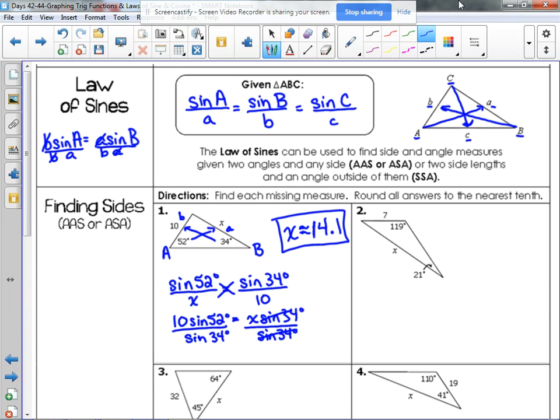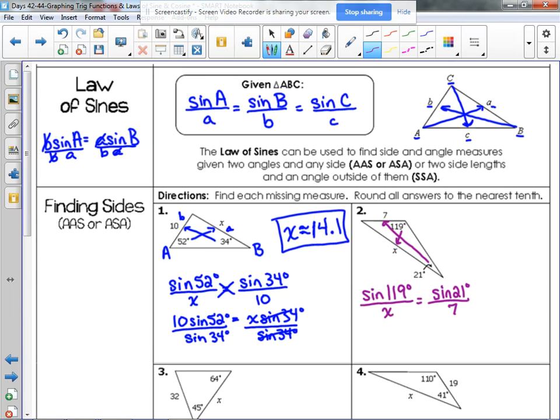Okay, all right, number 2. This one's oriented a little different. It doesn't matter, okay? You really don't have to label it A, B, and C. Really, you can just jump into the law of sines. So the first angle that I see is the 119 degrees. We put that over the side that is opposite of the 119 degrees. That side is labeled X. The side opposite of the other angle, 21 degrees, is 7.